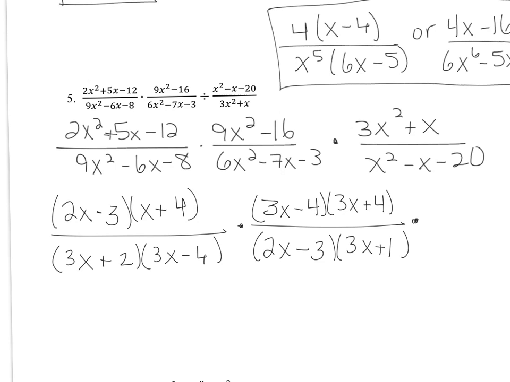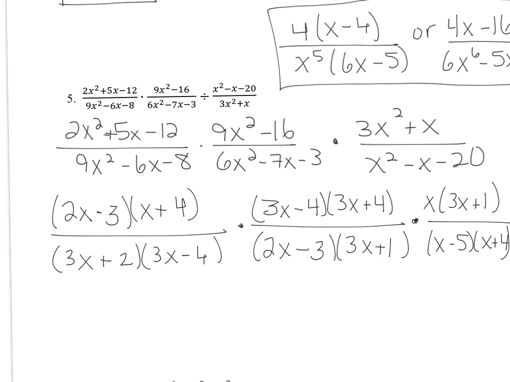3x squared plus x, I'm going to take out our x. We'll be left with 3x plus 1. And then finally, x squared minus x minus 20 is x minus 5 times x plus 4.